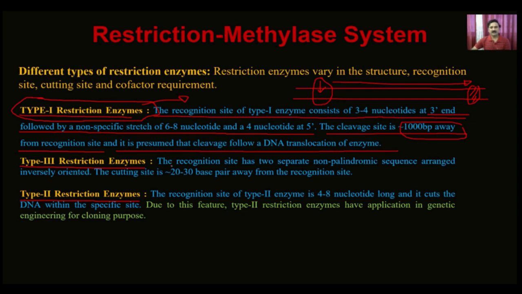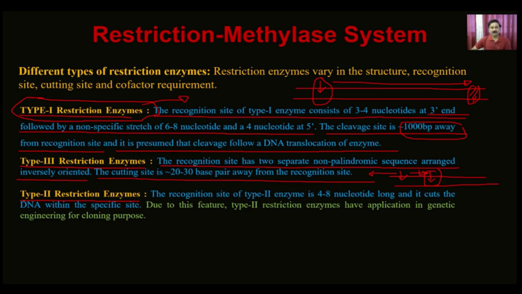Similarly, in the type 3 restriction enzymes, the recognition has two separate non-palindromic sequences arranged in inverse orientation. The cutting site is 20 to 30 base pair away from it. So in the case of type 3, it is going to be better than type 1, but it is going to recognize and cleave approximately 20 to 30 base pair away from the recognition site, which means it is also non-predictable whether it is going to cleave on this side or on this side, and that's why it is not useful and not precise.